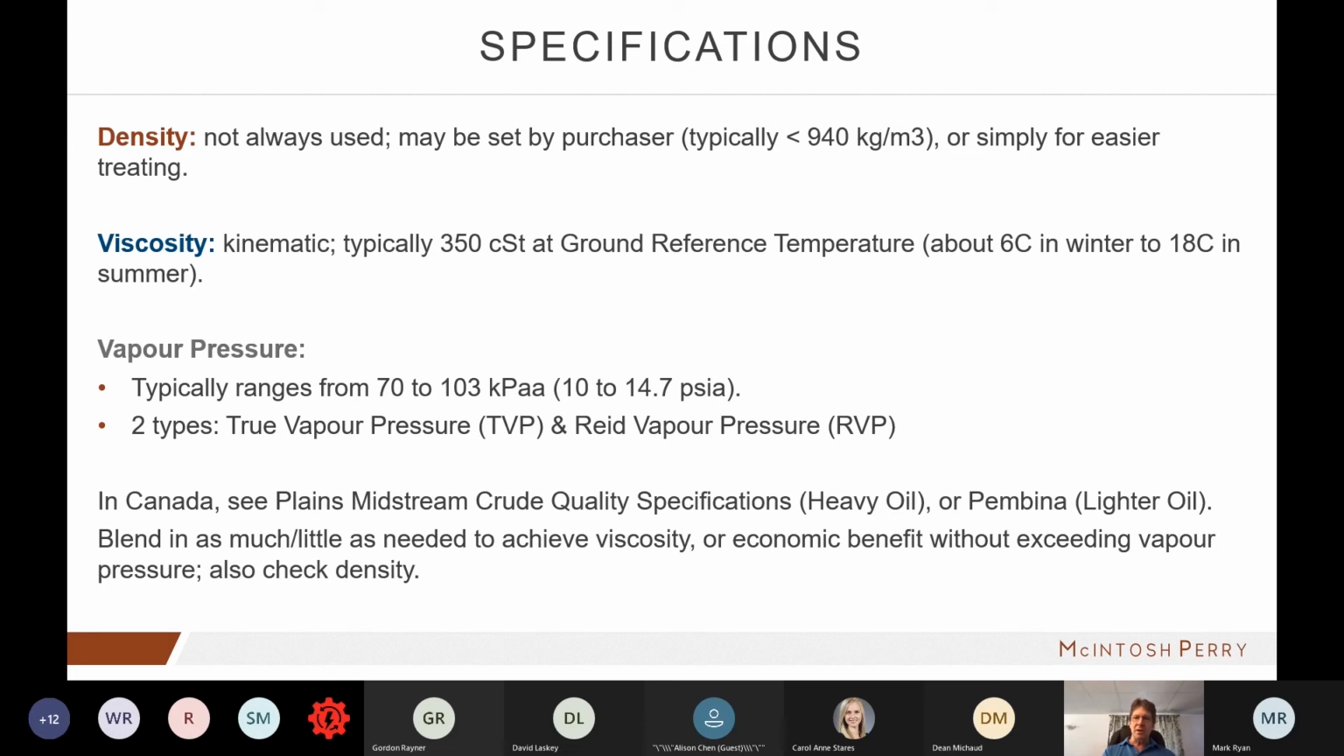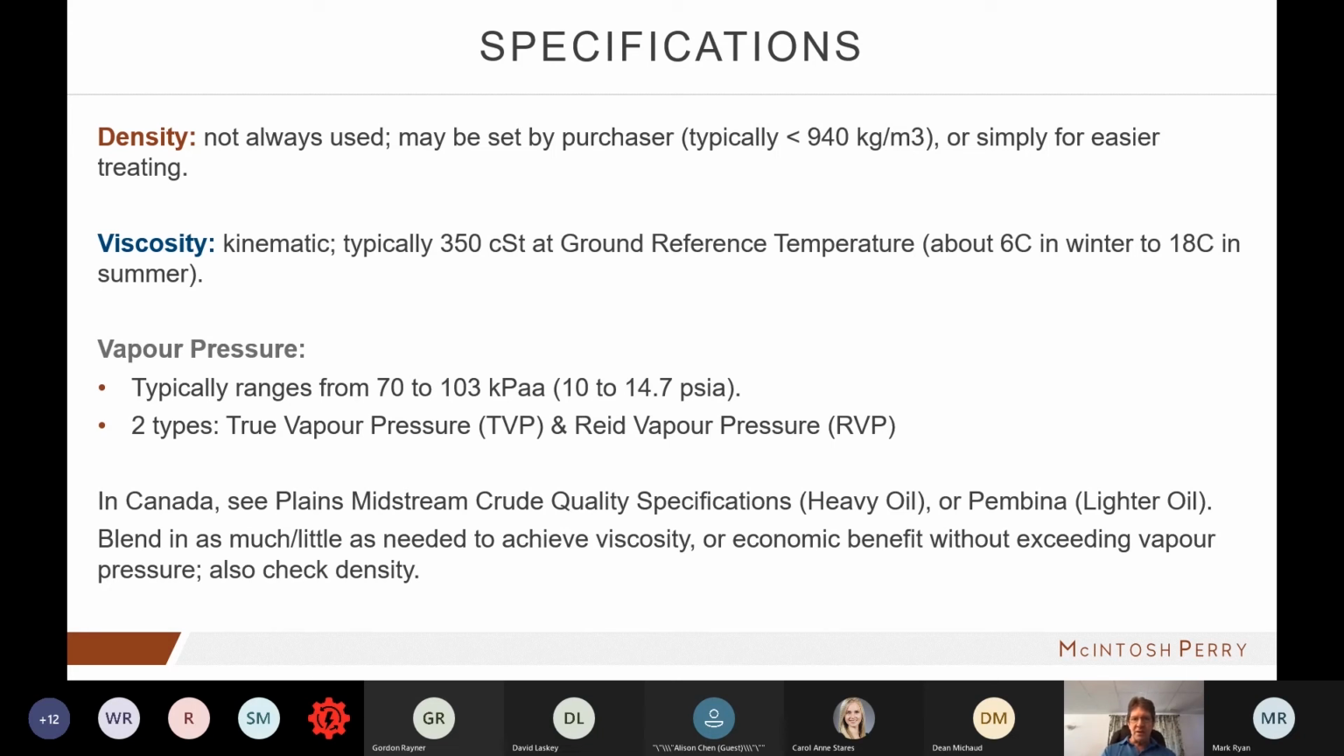But as you can imagine, you're going to blend more in the winter because you're at 6 degrees C and your crude oil is going to obviously be at a higher viscosity, so you're going to have to blend more in. And sometimes you might end up at 18 degrees C where you have to blend very little or none at all.